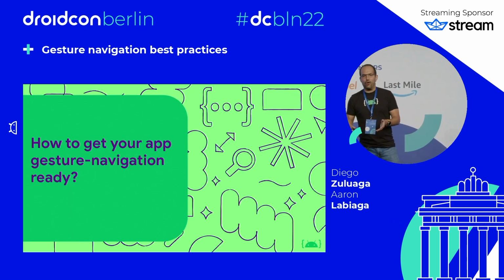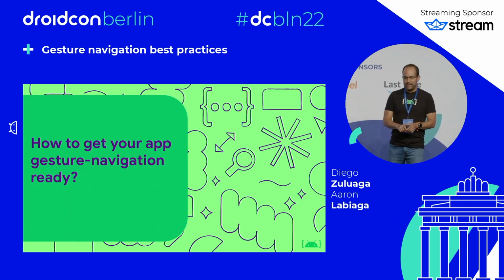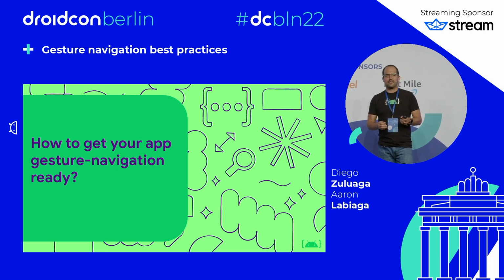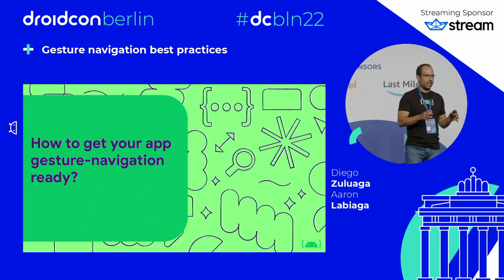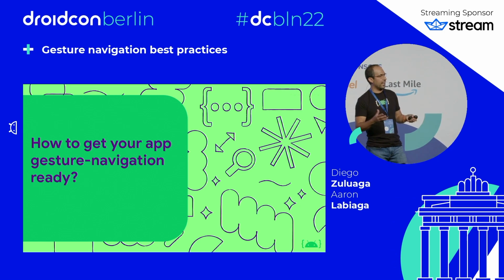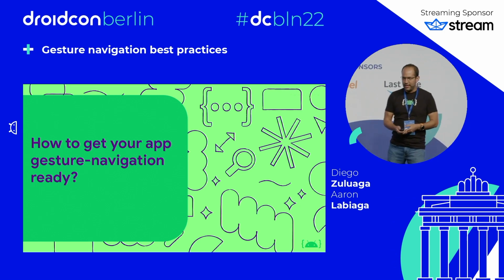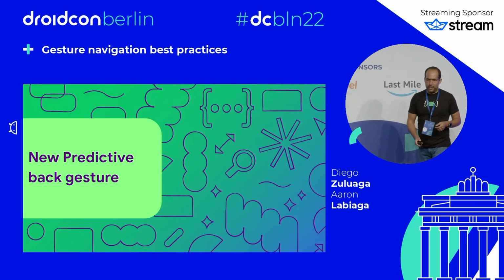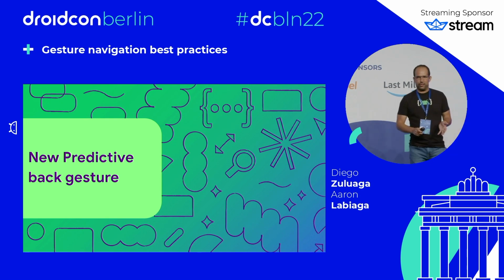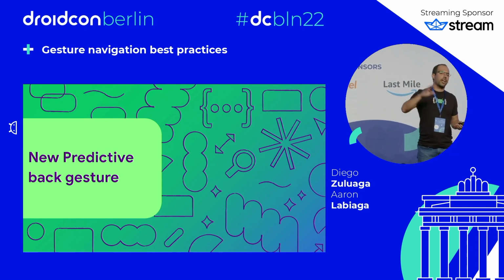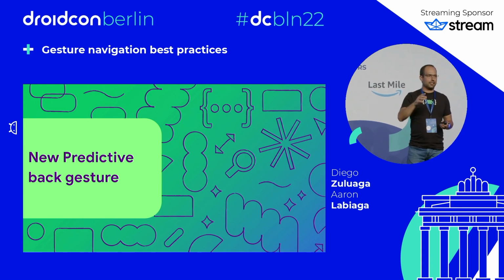All right, so the next step is the how, right? The how is what APIs are ready, what APIs are in early access, which ones you can start leveraging, and which are not in production, or are behind some flags, right? So the first one, we're talking about the new predictive back gesture. Can you guys raise your hand? Who knows about predictive back gesture? All right, very few hands, right?